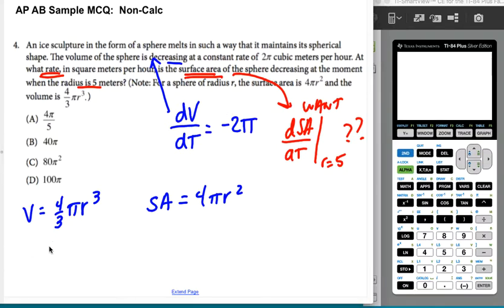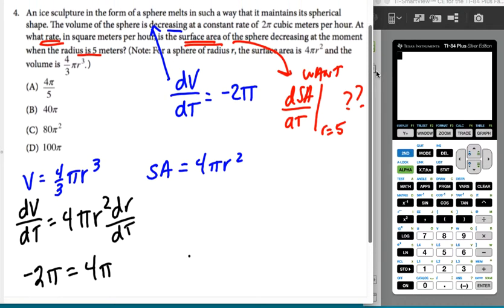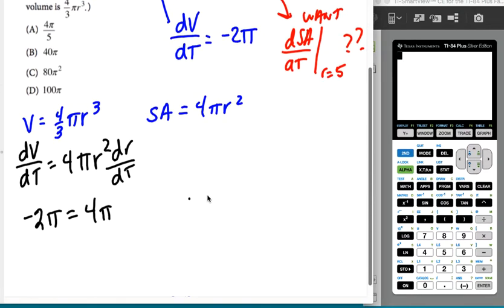as a piece of information, is differentiate and find out what dV/dt would be as an equation. So dV/dt is going to be, I drop the 3 down in front, and I end up with 4 pi r squared dr/dt. So I recognize that this is a negative 2 pi, that's my dV/dt, equals 4 pi r squared dr/dt, and they say constant rate.